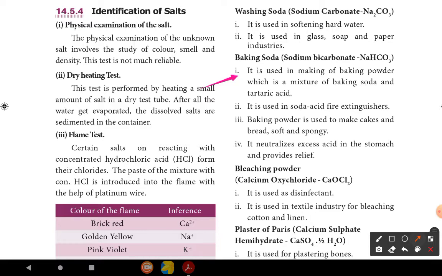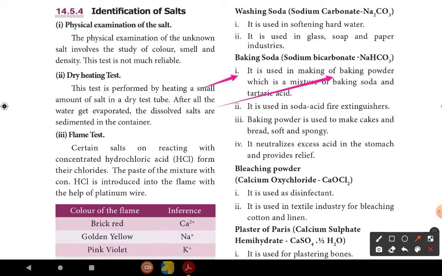Baking powder is very, very important in the bakery industry. It is very important, children, for making breads and buns and so many things. So what is used, children? Baking powder. What is this baking powder? It is actually a mixture of baking soda and tartaric acid. When baking soda and tartaric acid are mixed, then you get this baking powder.